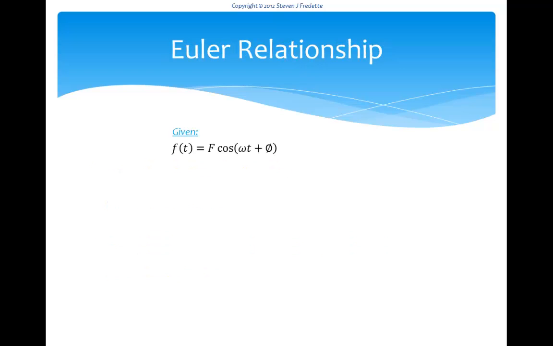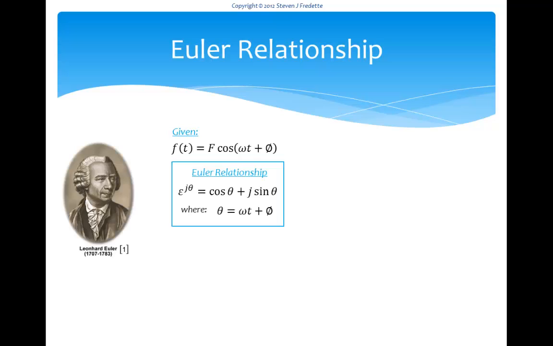So first, the Euler relationship. Given an arbitrary function f of t, it's a cosine function, has a magnitude capital F, radian frequency omega, and a phase shift of phi. Euler, as shown on the left, came up with a relationship relating complex exponentials: e to the j theta equals cosine of theta plus j sine theta, where theta is omega t plus phi, as used in the arbitrary function above.